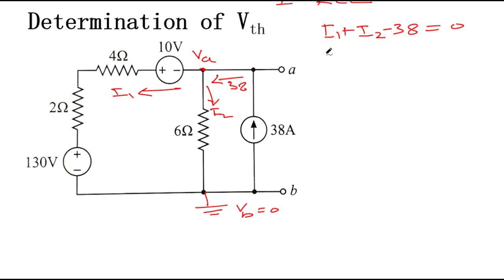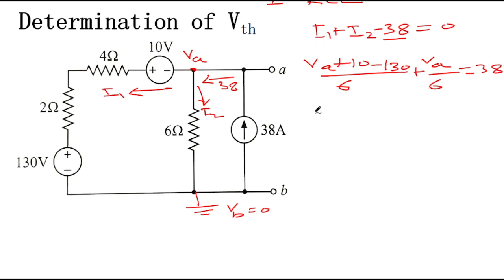So I1 can be written as VA plus 10 minus 130, since the 10 volt source is supporting this VA, divided by the total resistance of this branch, which is 2 plus 4, that is 6. And I2 is VA divided by 6. Let us take the 38 to the right hand side, so it will become 38.